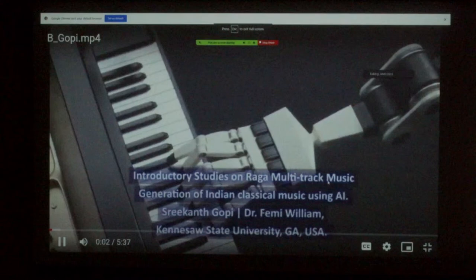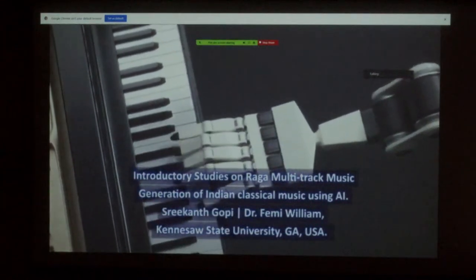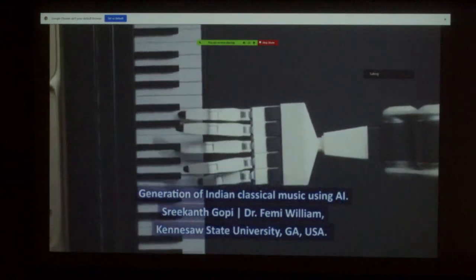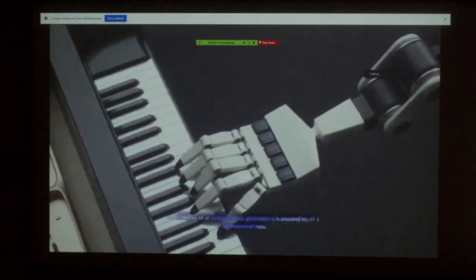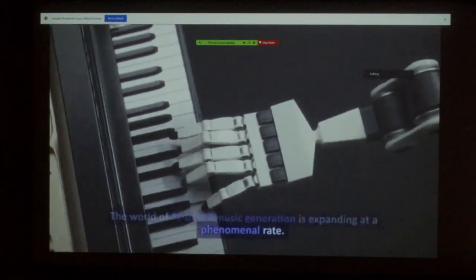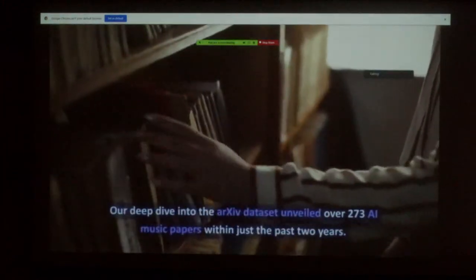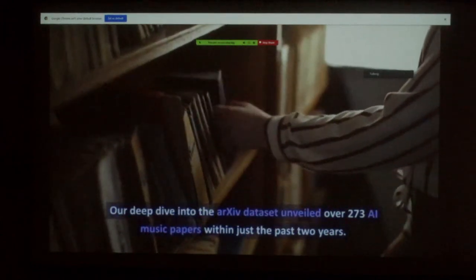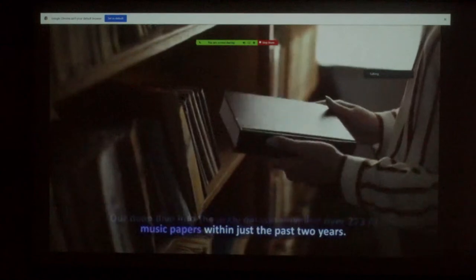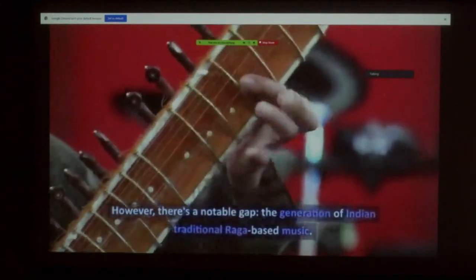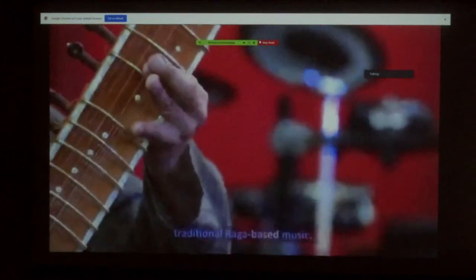Music generation of Indian classical music using AI. Srikant Gopi, Dr. Fenny William, Kennesaw State University, Georgia, USA. The world of AI-based music generation is expanding at a phenomenal rate. Our deep dive into the dataset unveiled over 273 AI music papers within just the past 2 years. However, there's a notable gap: the generation of Indian traditional raga-based music.